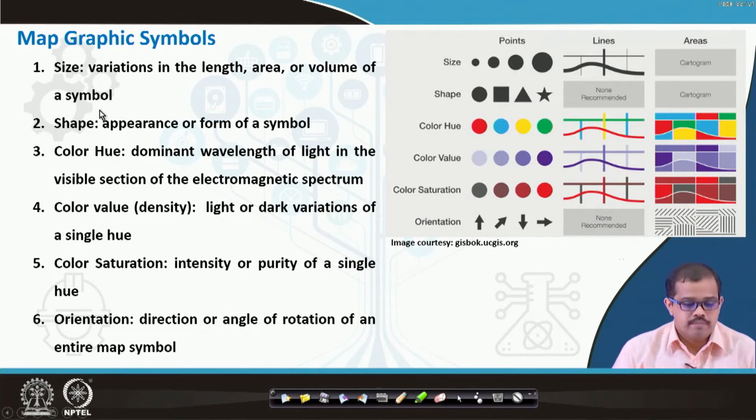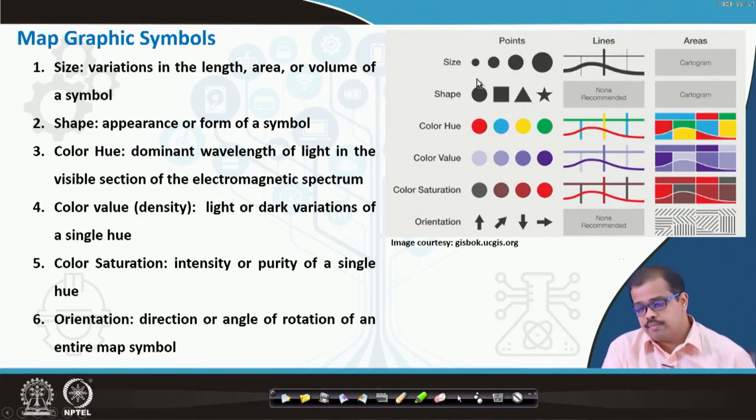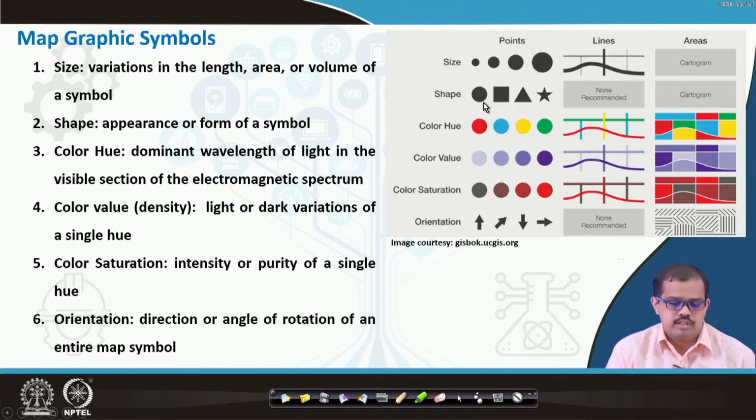When you look at shape, it is the appearance or form of a symbol. For example, these are different symbols used for different purposes. I gave an example of usage of an airport symbol, usage of a road symbol. So these are some examples. We normally use shapes in terms of representation of points and not for lines and polygons.